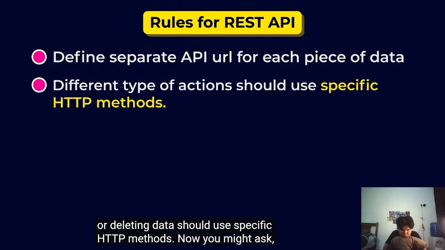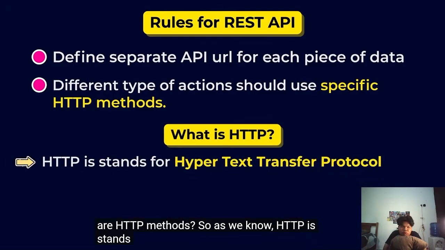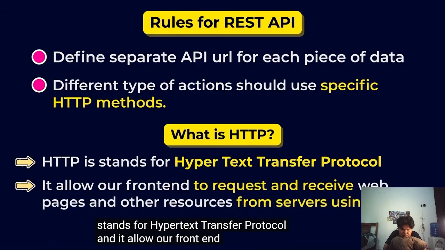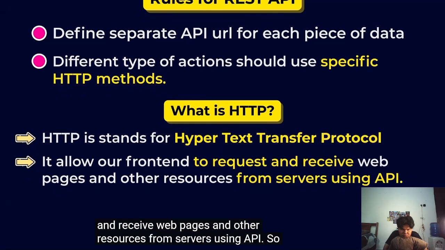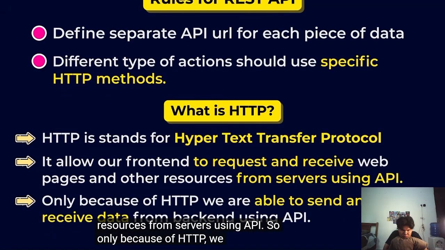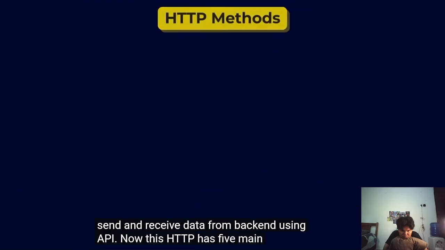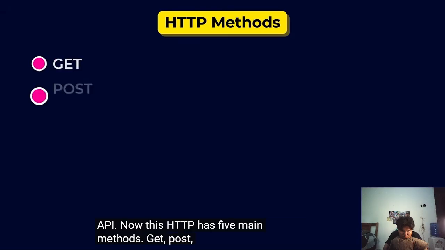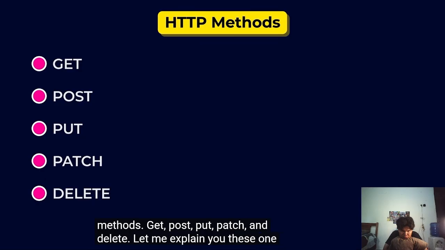Now you might ask, what are HTTP methods? So as we know, HTTP stands for Hypertext Transfer Protocol, and it allows our frontend to request and receive web pages and other resources from servers using an API. So only because of HTTP are we able to send and receive data from the backend using an API. Now HTTP has 5 main methods: get, post, put, patch and delete. Let me explain this one by one.